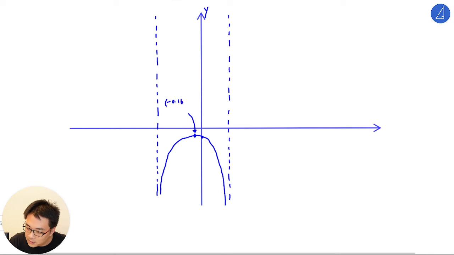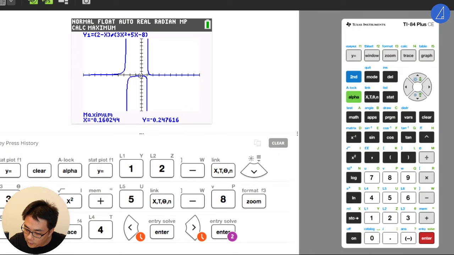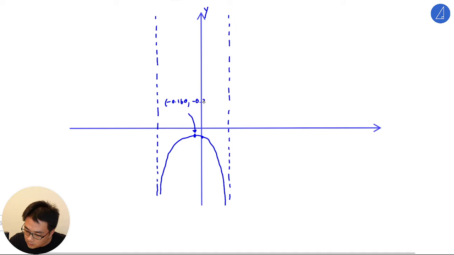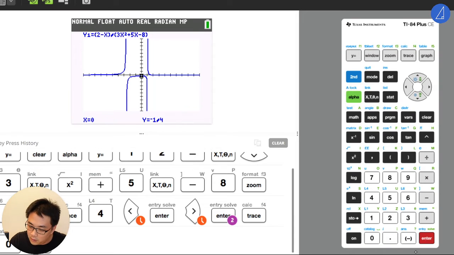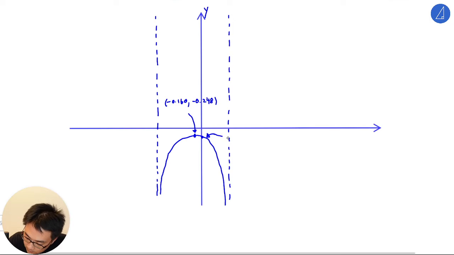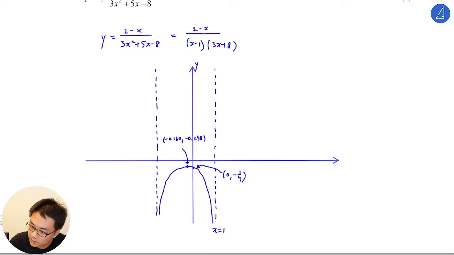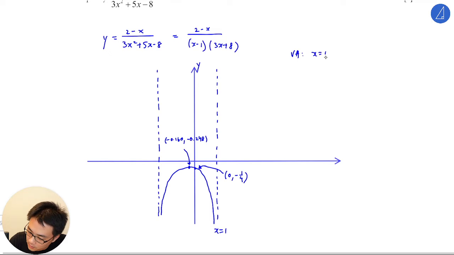Negative 0.160, comma negative 0.248. They want this, so just key in the calculator. This one will be trace 0, negative 1/4. Okay. Then this x equals 1. x equals negative 8/3. Okay.